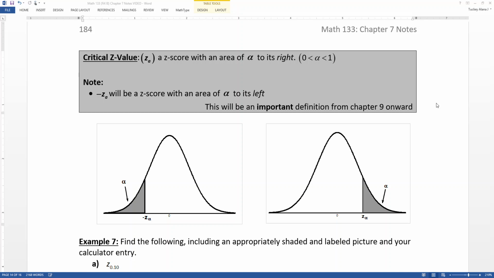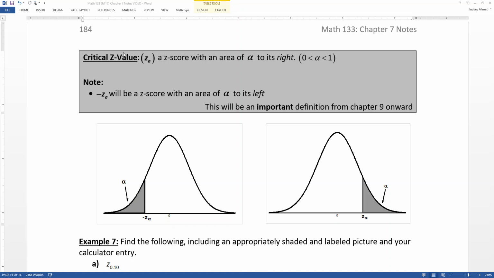Before we leave section 7.2 behind, we have a very important definition to learn, and also we need to go over how to find these. And those are the critical z values. Now, critical z values are going to show up in every lesson pretty much from chapter 9 onward. So we kind of need to know how to do this for later. So let's look at what they are.